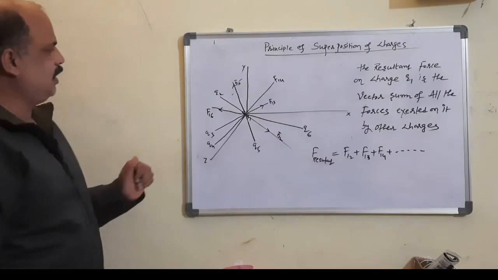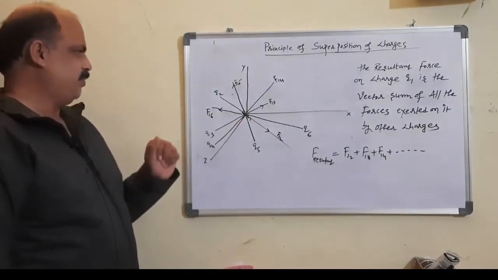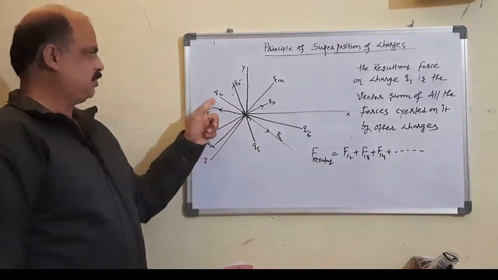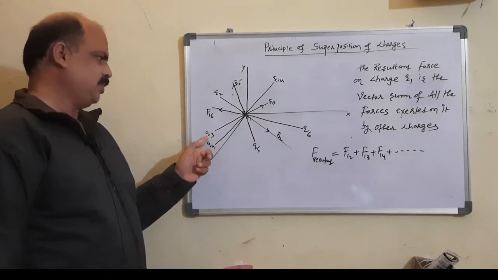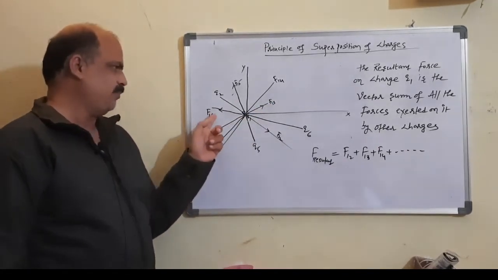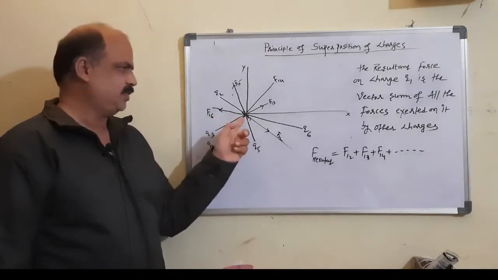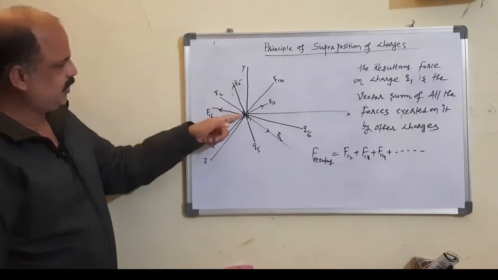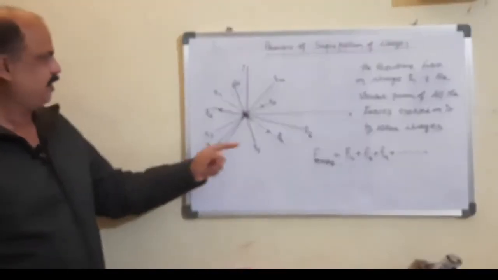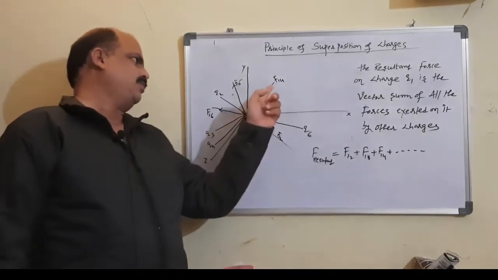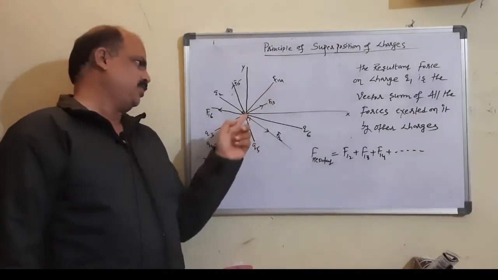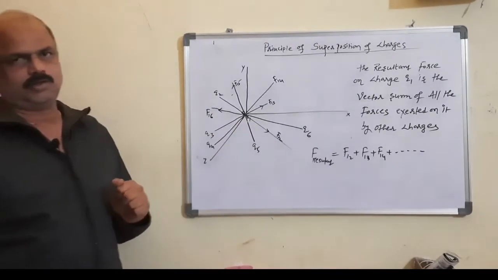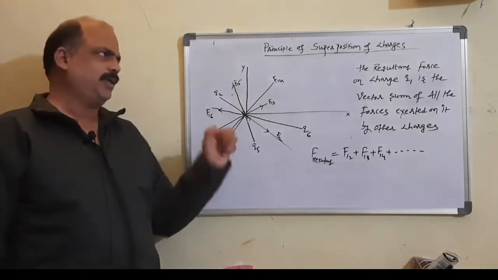Now here it experiences a force F12 due to this Q2 charge, F13 due to this Q3 charge, and also F16, the force acting on the first charge due to the Q6 charge. F15 is the force acting on the first charge due to the charge Q5, and also F14, the force acting on the first charge due to the fourth charge. So these are the forces acting on the charge Q1 due to the remaining charges.